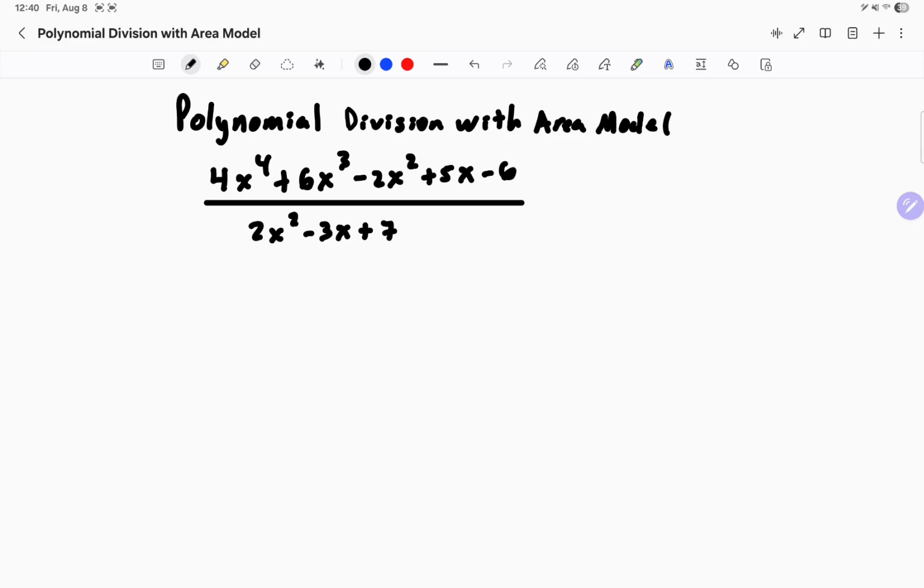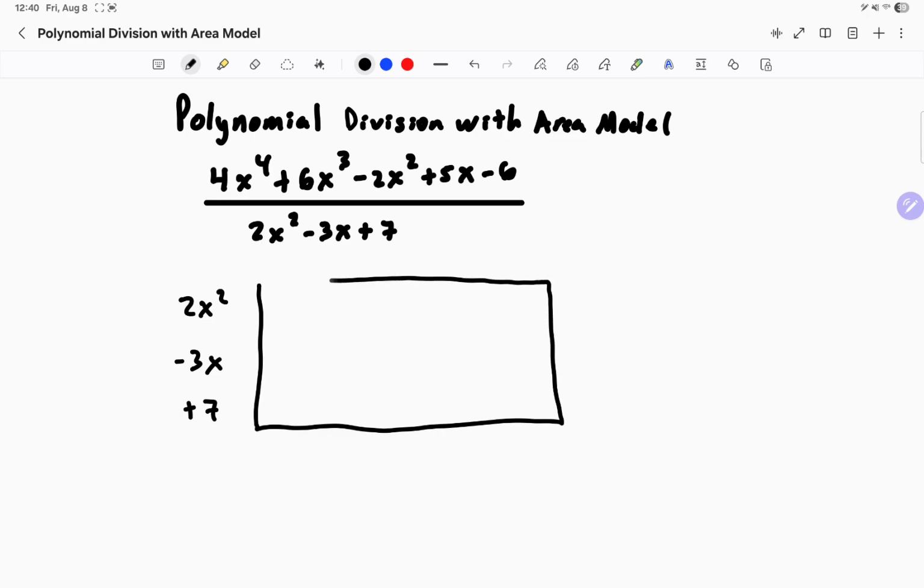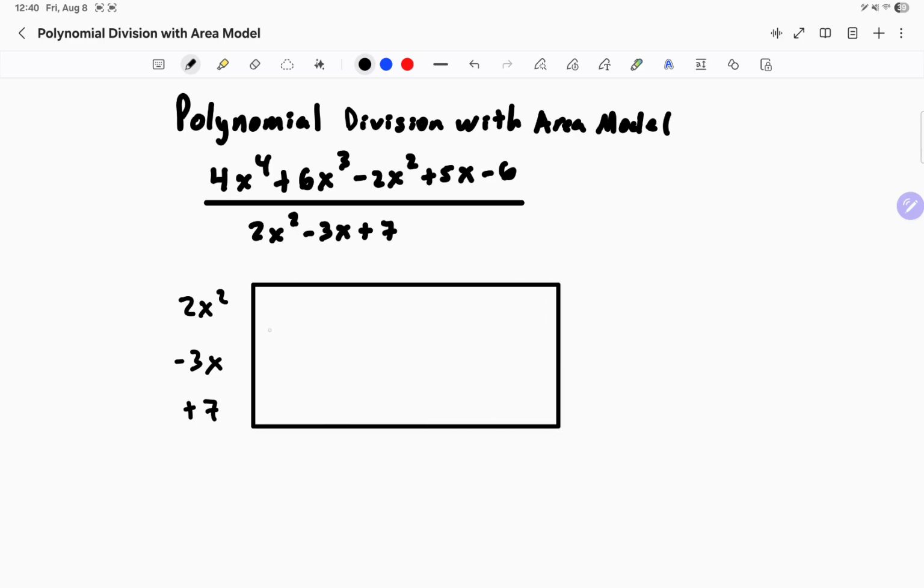Let's get started. We'll start off with an area model where we'll have the denominator, 2x squared minus 3x plus 7, as our side of a rectangle. So we'll have 2x squared minus 3x plus 7. This tells us that we're going to have an area with 3 rows in it. So we'll draw a box with 3 rows. We're not too sure how many columns we'll have as yet, but we'll work it out as we go.